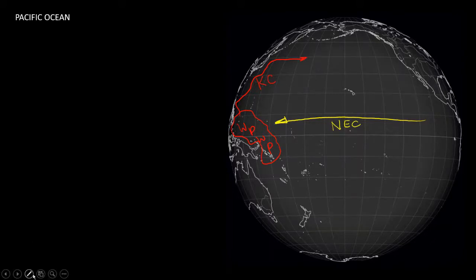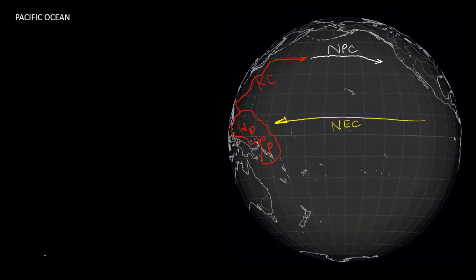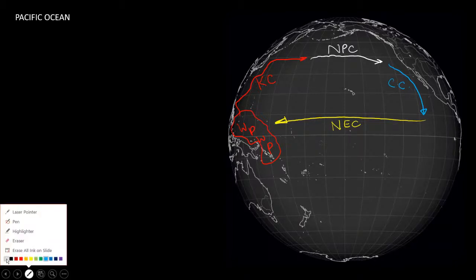The water of the Kuroshio current is further dragged in like this. It is called the North Pacific current, and then the returning arc, the returning current over here, is called the California current. So, in the North Pacific, we get these four currents which make up the North Pacific gyre.